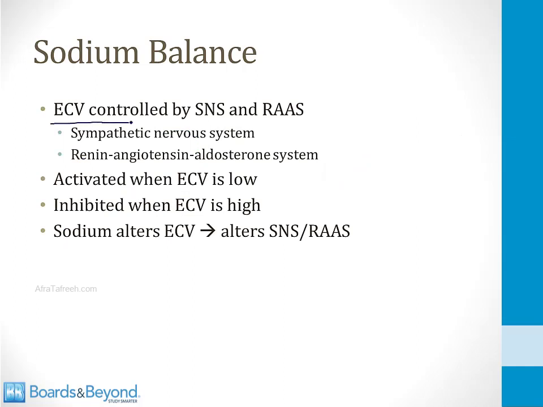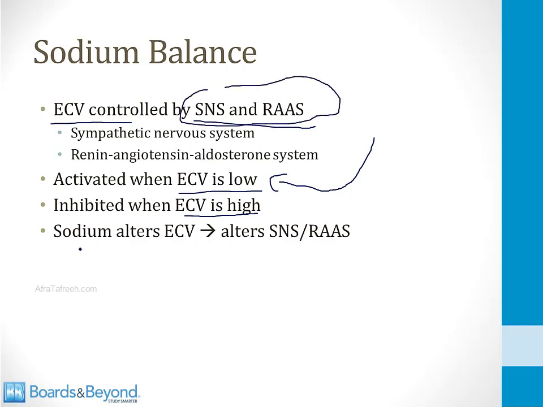So your effective circulating volume is controlled by the sympathetic nervous system and the RAS system. These systems are activated when the ECV gets low, and they are inhibited when the ECV gets high. As you know, your ECV gets low in states of volume loss or hemorrhage, and that's what these systems are designed to protect us against. So anytime the ECV becomes low, these two systems are activated. And sodium can alter these systems because sodium can alter the ECV, and therefore it can modify the sympathetic nervous system and the RAS system.